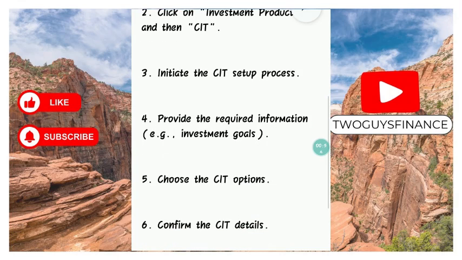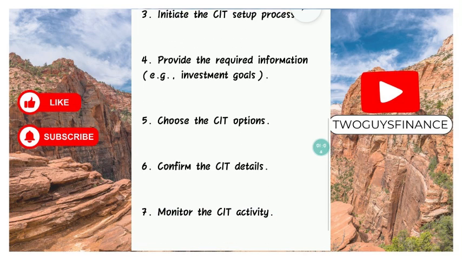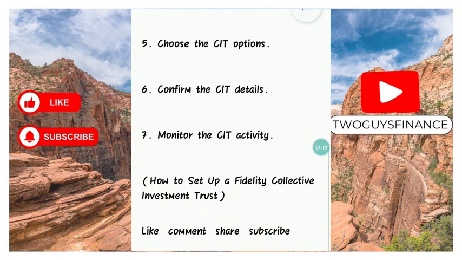And next, you're going to choose the CIT options, and then go over the details again to confirm that they are correct. And once that's set up, you can monitor the CIT activity right here on Fidelity. So yeah, that's pretty much it on how to set up a Fidelity Collective Investment Trust.